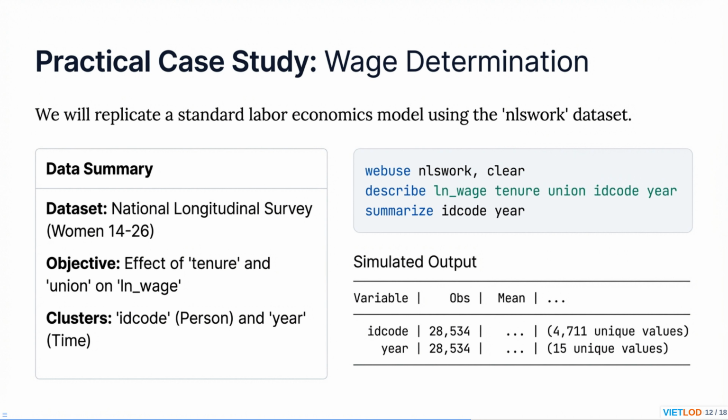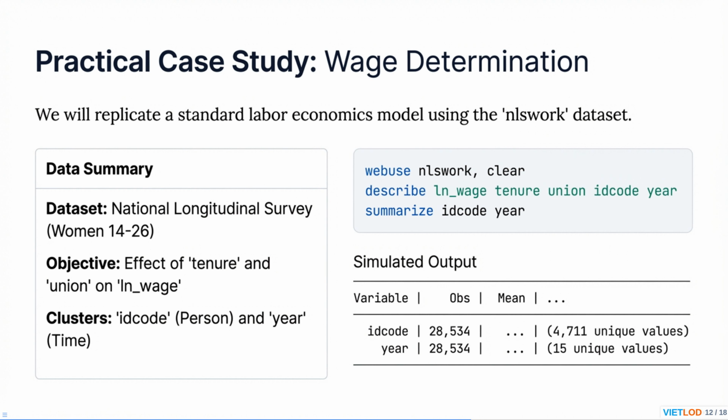We will now walk through a practical example using the NLSW work dataset, which is built into Stata, specifically from the National Longitudinal Survey of Young Women. Our objective is to estimate the effect of job tenure and union membership on the natural log of wages, ln_wage. This data has a clear multidimensional structure. We need to account for correlations both within each person over time, using idcode as a cluster, and for common economic shocks across all individuals in a given year, using year as another cluster.